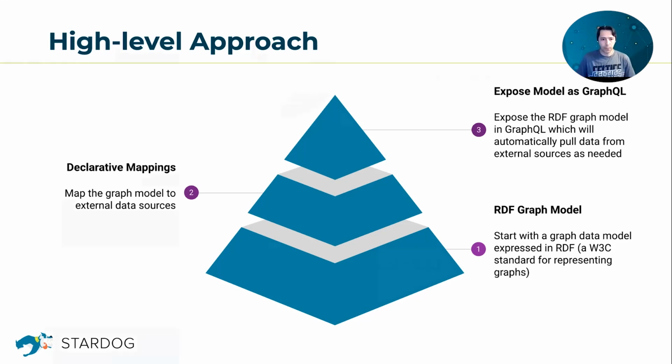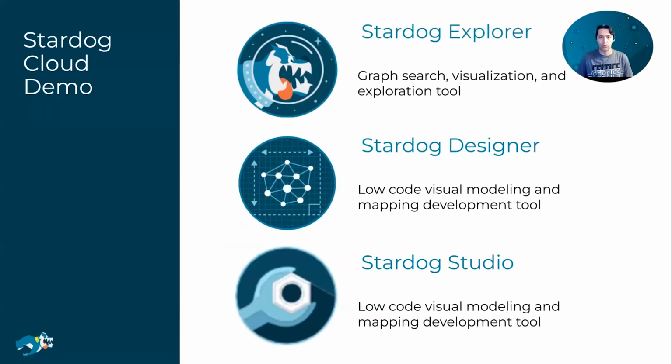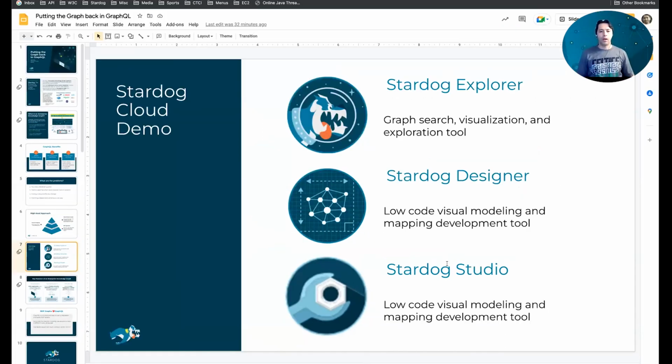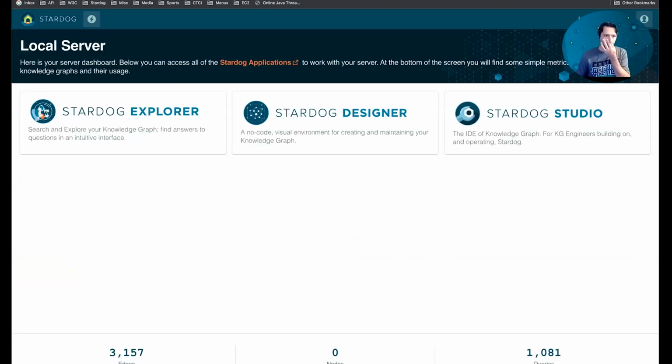So at this point, I will switch to showing you a demo to make these things a little bit clearer. So I'm going to go to Stardog Cloud, which is the main portal we use for interacting with Stardog. And there are three separate tools you see here. I'll go through them as we go through the demo.